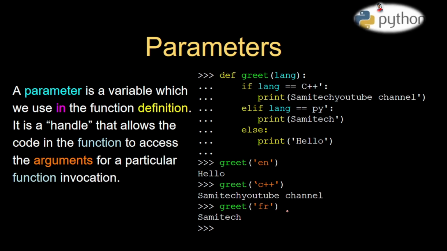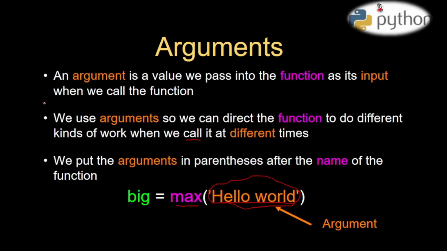So what we call it, this is an argument of the function. Parameters are variables, but arguments are values of that variable.